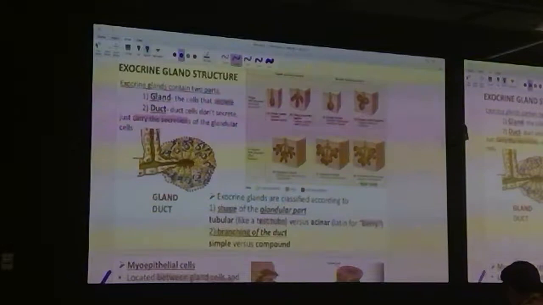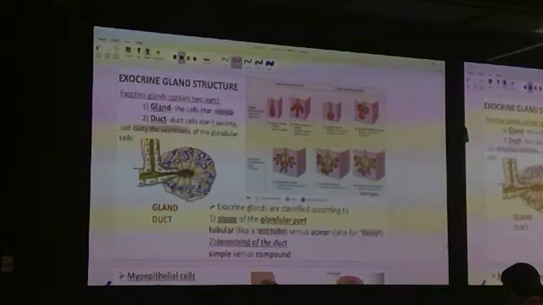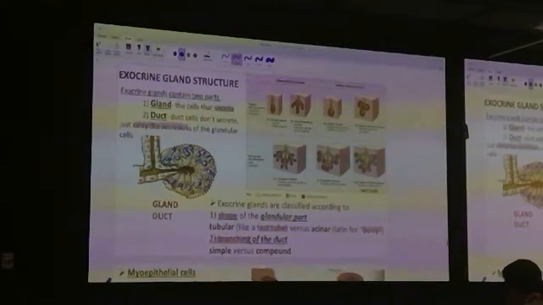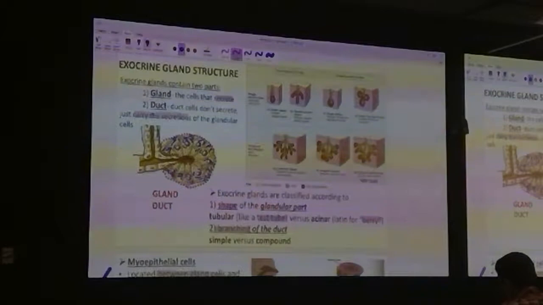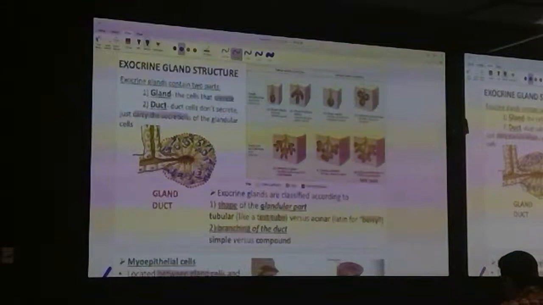Oh, and for exocrine, did you get to this part yet? Exocrine glands. Okay. So I just need to know that the glands do the secreting, and the ducts carry the secretions and they also modify it. So the ducts modify the secretions. And I think you might have to know how to identify what it's like on a histological section, so whether or not it's tubular or has an R.